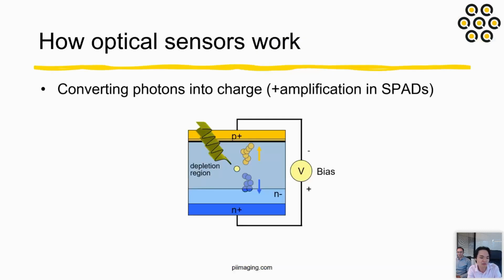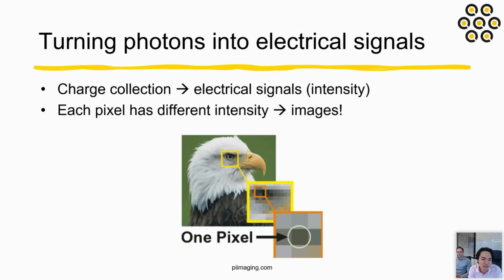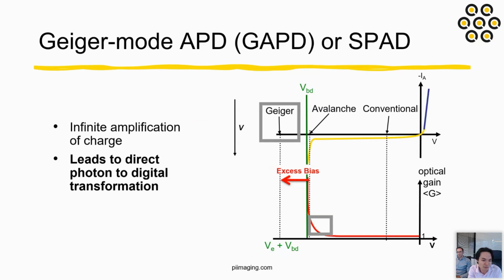So how a normal optical sensor works is that it converts photons into charges. And by accumulating these charges, this gives you a different intensity in the electrical signals. And once you have each pixel having a different intensity, this gives you an image. So what's different, how a SPAD works differently, is that it's working in Geiger mode. So in Geiger mode, this amplification of the charges has an infinite gain. So this leads to a direct photon to digital transformation.